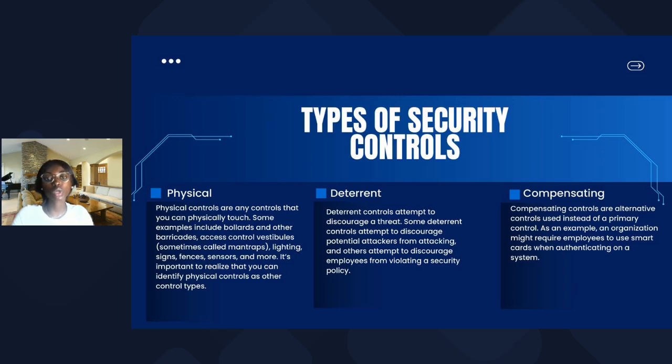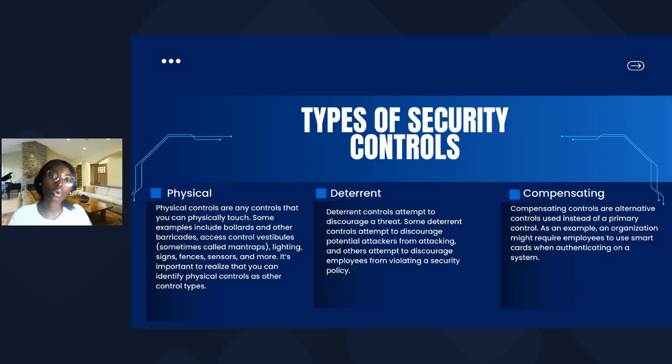This physical control is actually very, very important, and it is as important as the technical control as well, right? No security control is more important than the other. They complement each other and they work hand in hand, right?